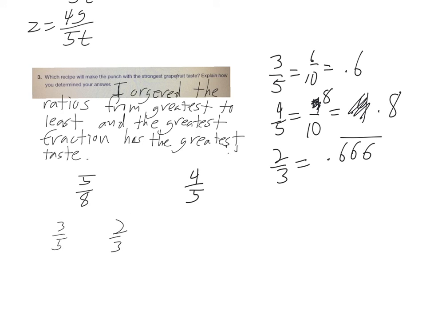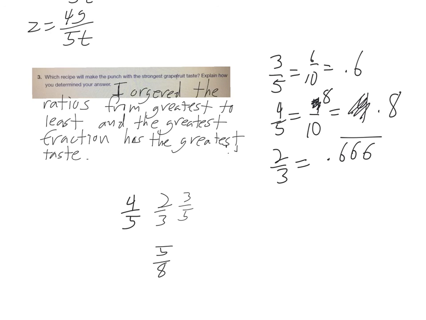So 3/5 is less than 2/3, and 4/5 is greater. Oh, I said greatest to least, so let's count backwards: 4/5, 2/3, 3/5. Now I just have to figure out where the 5/8 goes.